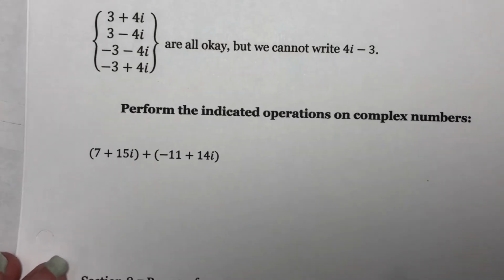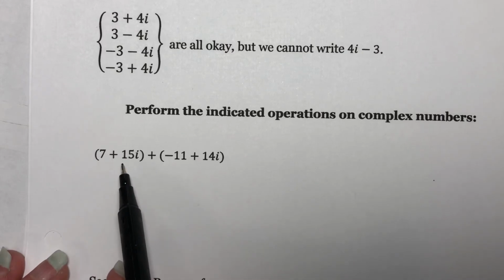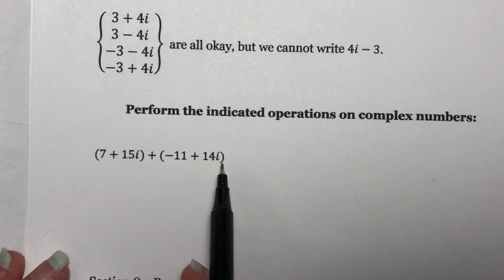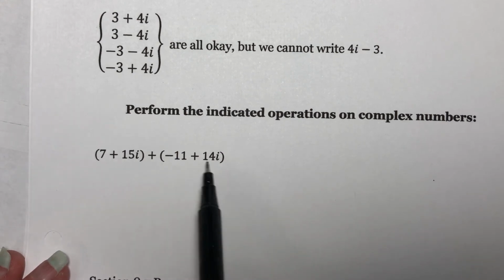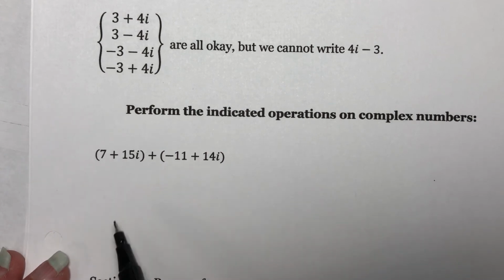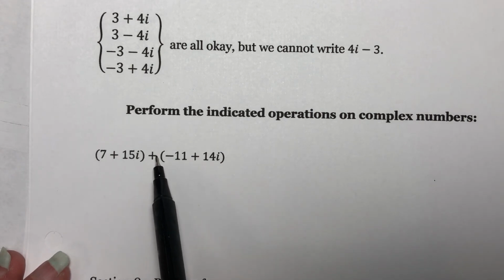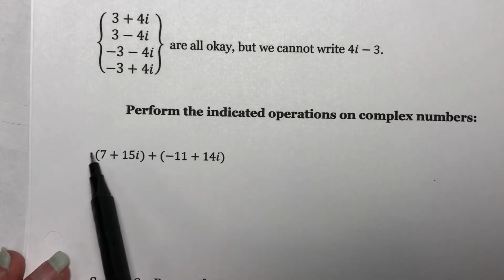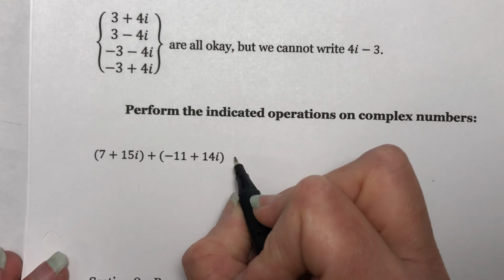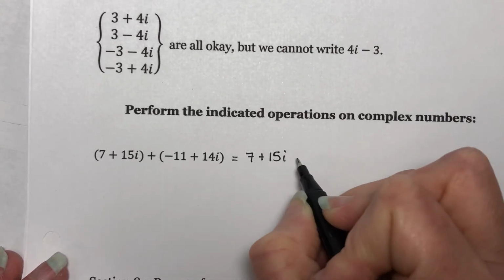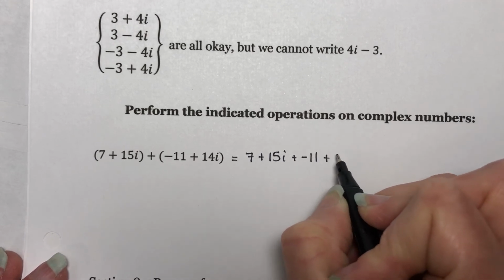Okay? So let's try adding (7 plus 15i) plus (-11 plus 14i). The parentheses are here so that you can see that we are adding two complex numbers. We have a real part and imaginary part, real part, imaginary part, and we are adding them together. Because this is addition and we're going to treat these like they were polynomials, it doesn't matter. Technically, we're distributing a 1 on both of these, but this is going to be the same thing as 7 plus 15i plus -11 plus 14i.